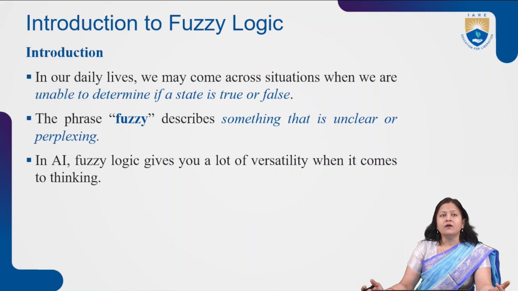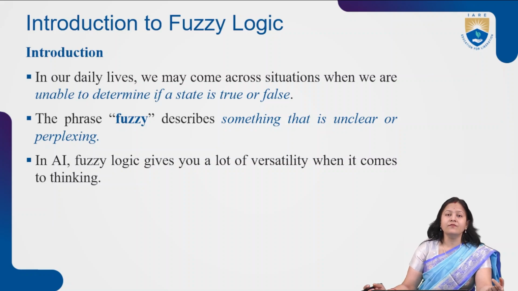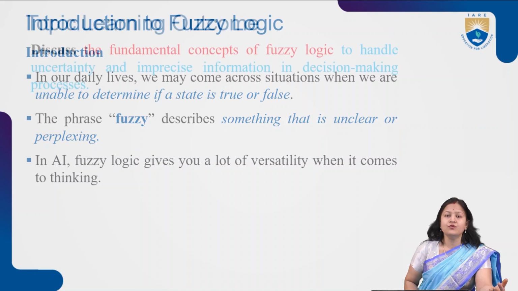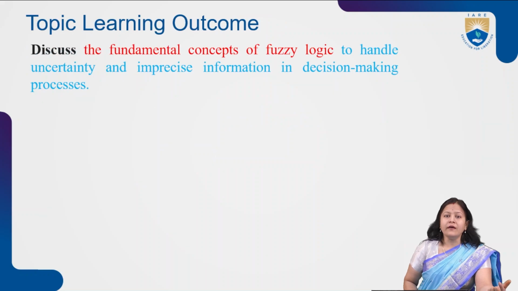If I say the outside temperature is too hot or the outside temperature is too cold, whether that statement is really correct as per the outside temperature or as per others' perception, we cannot determine whether it is true or false. So that is what I told while giving the topic learning outcome: fuzzy logic can handle uncertainty and imprecise information.